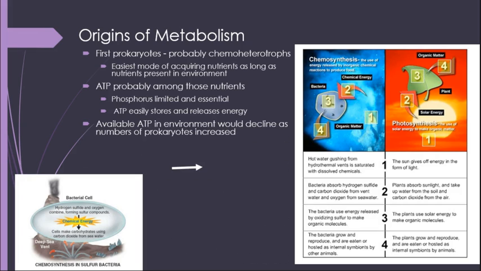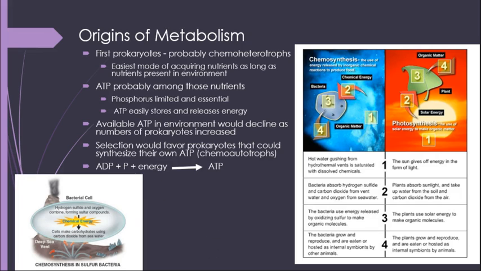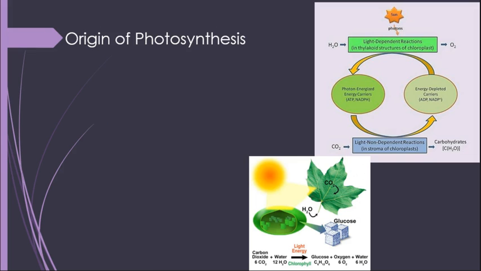And ATP in the environment would decline as populations of prokaryotes increased, and if nobody's making it, there isn't any more. So selection would favor prokaryotes that can synthesize their own ATP, which would be the chemoautotrophs. So they could take in ADP and an extra phosphorus, put a little energy into it, and make ATP. And actually, they would be maybe doing something else to make the ADP, which we're not going to talk about, but there are other things to do there.